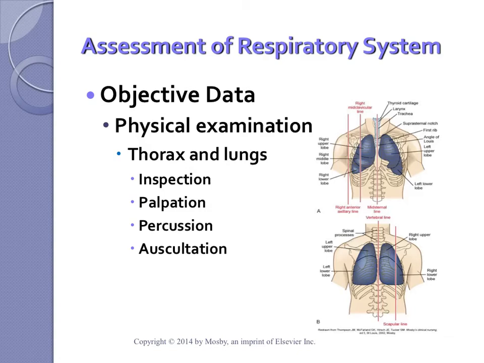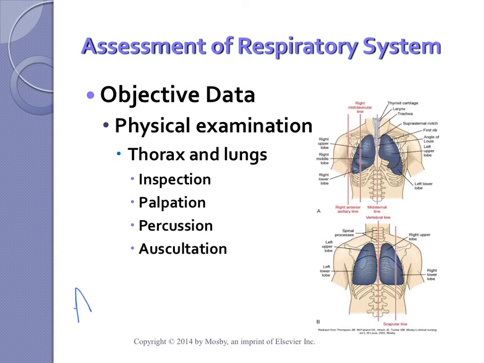So the techniques that you would be using in the respiratory assessment would be inspection, palpation, percussion, and auscultation. We would start with inspecting the anterior chest. You're looking for shape, symmetry. You're also looking to see if it's equal on both sides.